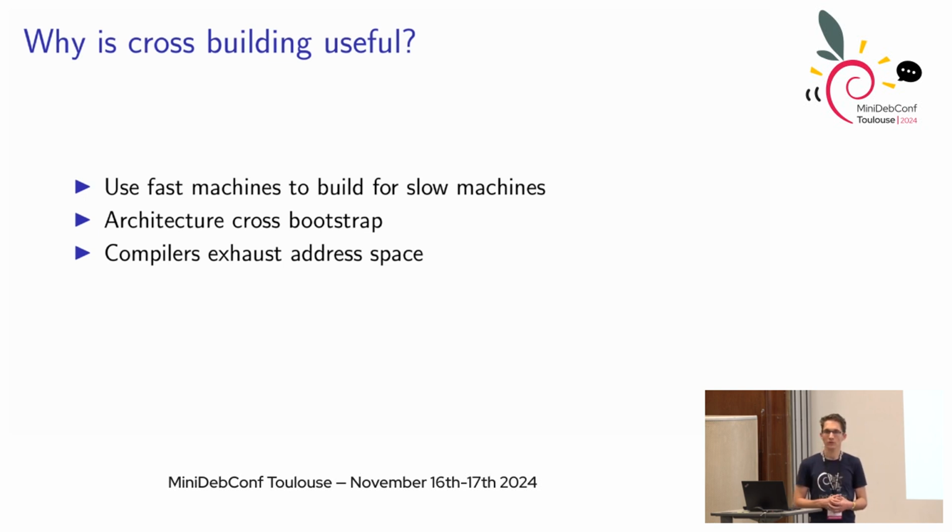And then we have the issue that compilers tend to use ever more RAM, and that means they also need address space. Some of you maintaining bigger packages may have noticed that your compiler runs out of address space on 32-bit architectures. So this is also something that can be solved with cross-building, as your compiler can then be a 64-bit executable.